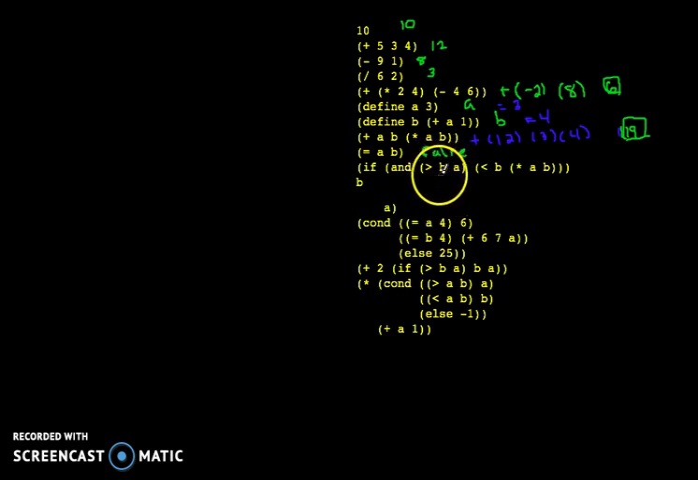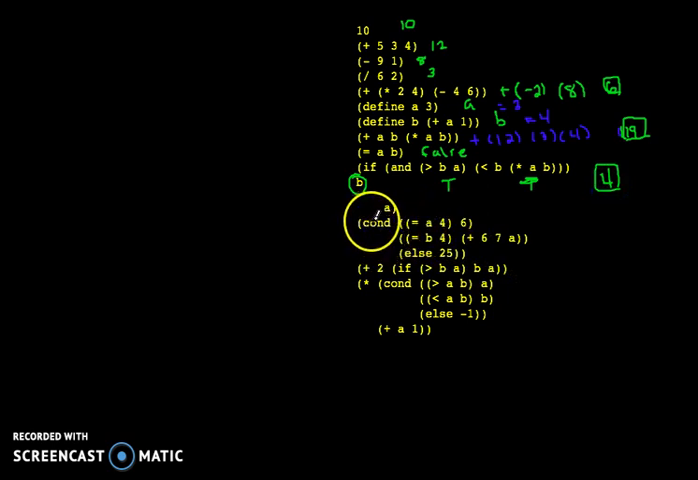So, B is less than A. No, B is greater than A, which is true, because B is 4, A is 3, so we say yes. Okay. So, is B less than A times B? So 3 times 4 is 12. Is 4 less than 12? Yes. In that case, we return B. We don't even worry about A. So, this should give us 4, hopefully.